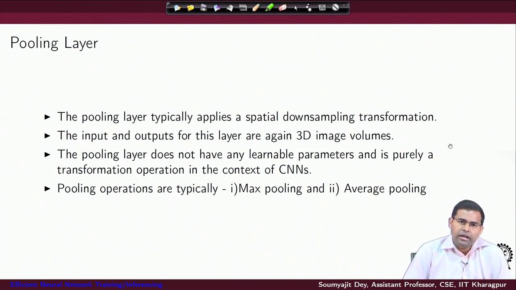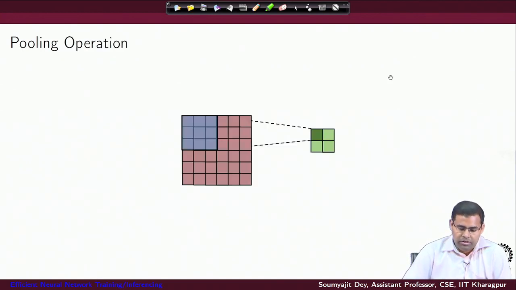So, there have to be intermediate layers interspersing the convolution layers, where you will try to reduce the output image sizes. Now, there are several possible pooling operations. Typically, one is max pooling and another is average pooling. So, what does that really mean?